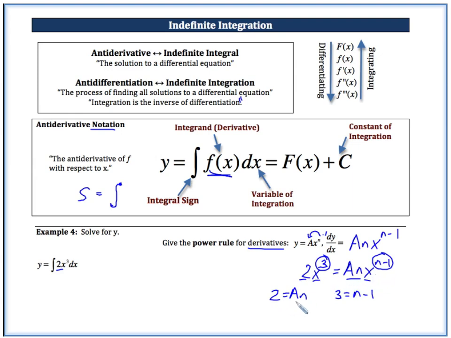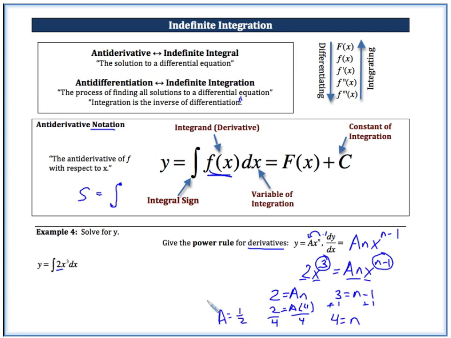Now, if we look at 2 equals an, we have two variables, so we can't solve. In this case, though, 3 equals n minus 1, we can actually solve for n. So we're going to add 1 to both sides. And we know that n has to equal 4. Now, we can use substitution over here and say, let's see, 2 equals a times 4. And so if we want to solve for a, we just divide by 4. And we get a equals 1/2.